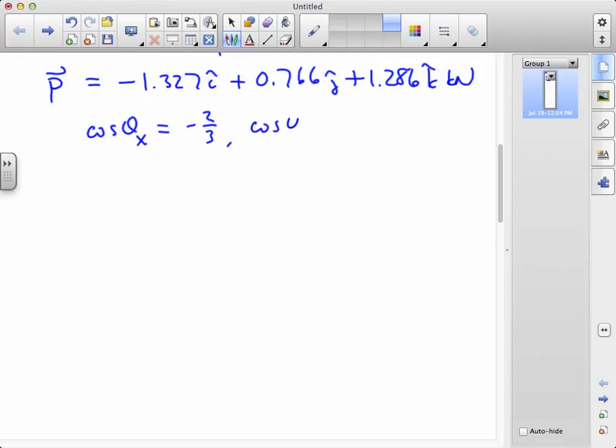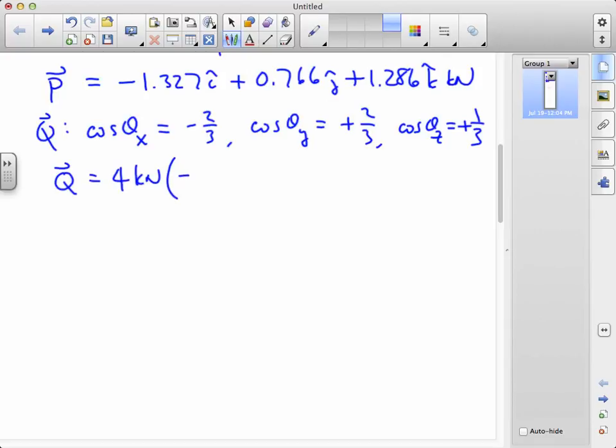Cosine theta y is plus 2 over 3. And cosine theta z is plus 1 over 3. So because we can write a vector q as a magnitude on a unit vector, and we know the components of the unit vector are the direction cosines, we can say right away that q is 4 kilonewtons on minus 2/3 i plus 2/3 j plus 1/3 k.